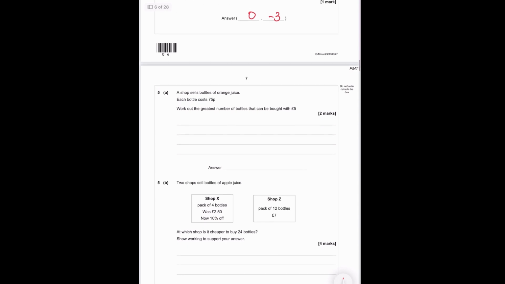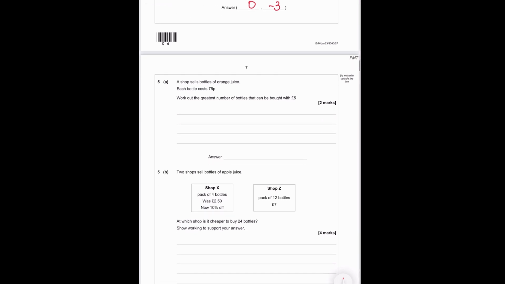A shop sells bottles of orange juice. Each bottle costs 75p. Work out the greatest number of bottles that can be bought with £5. So £5 is 500p. And if we divide that by 75, we get 6.6. So that would be 6 bottles.